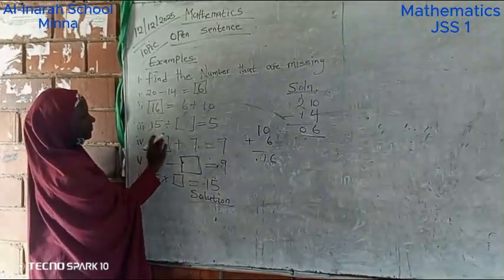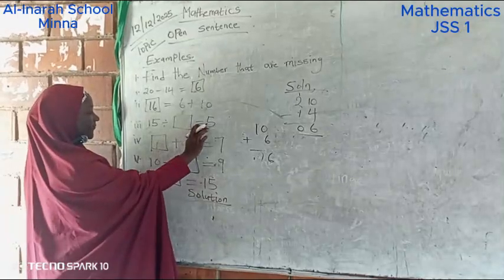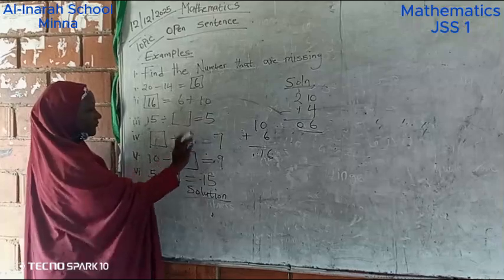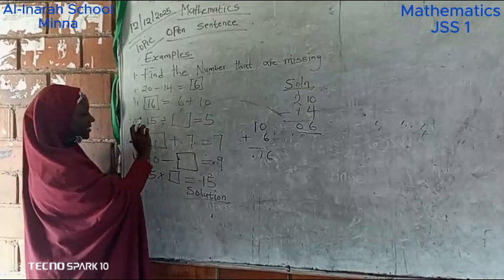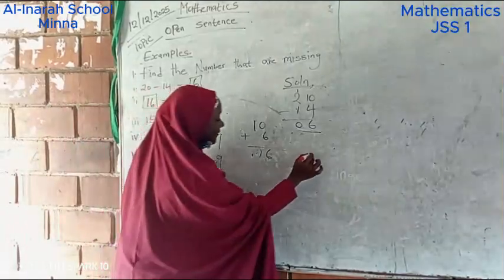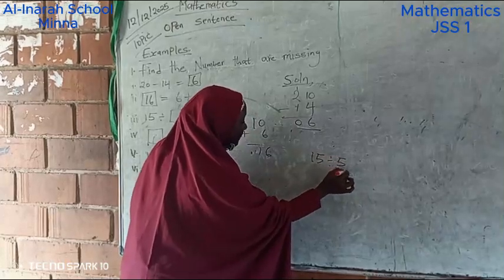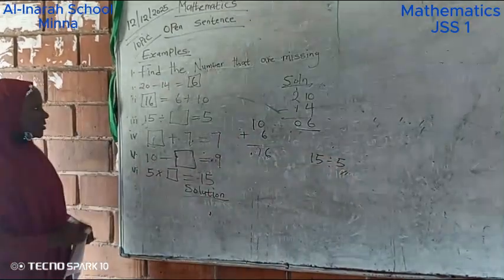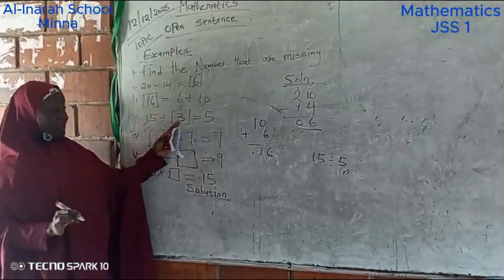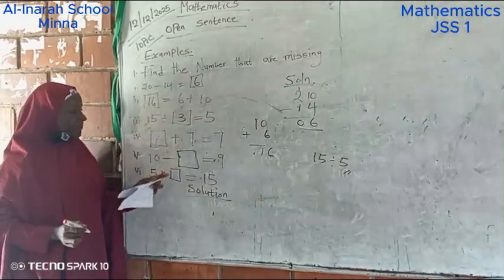Here we have 15 divided by a number. We don't know the number. Equals to 5. 15 divided by a number giving us 5. We are going to divide 15 by 5. 15 divided by 5 will be giving us 3. 15 divided by 3 will give us 5. At least we are getting the missing number.